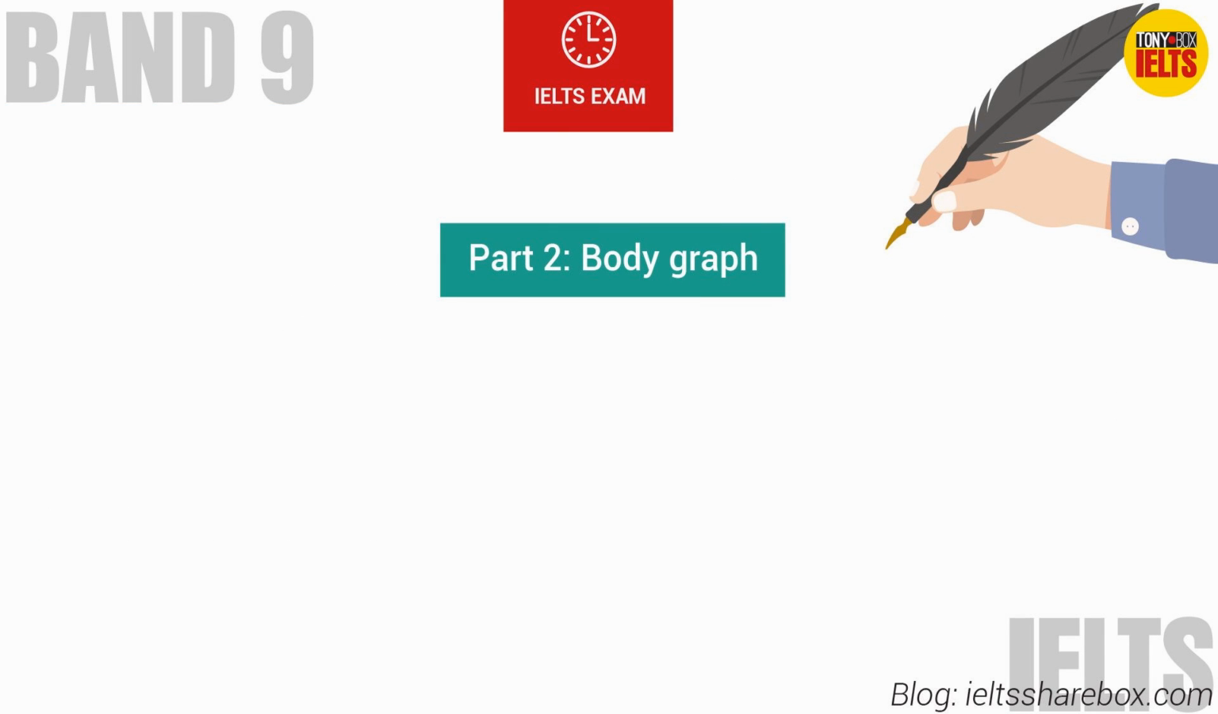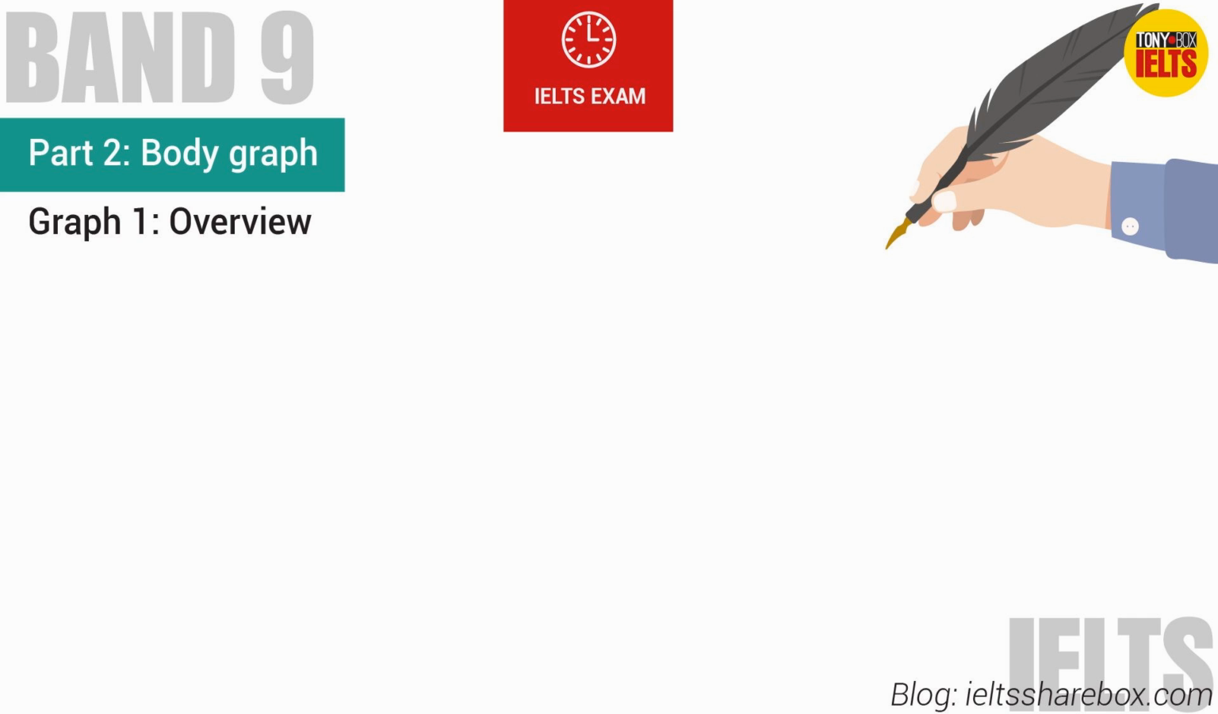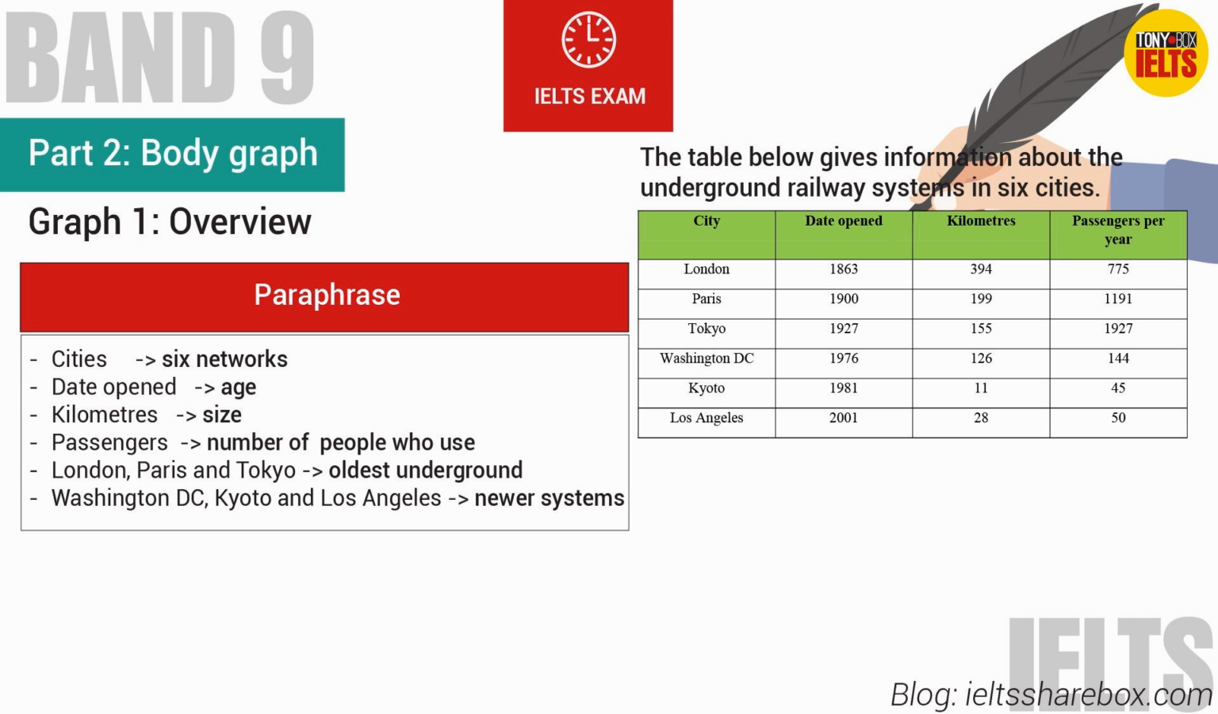Part 2. Body paragraph. Paragraph 1. Overview. Paraphrase: cities, 6 networks. Date opened: age. Kilometers: size. Passengers: number of people who use. London, Paris, and Tokyo: oldest underground. Washington, D.C., Kyoto, and Los Angeles: newer systems.